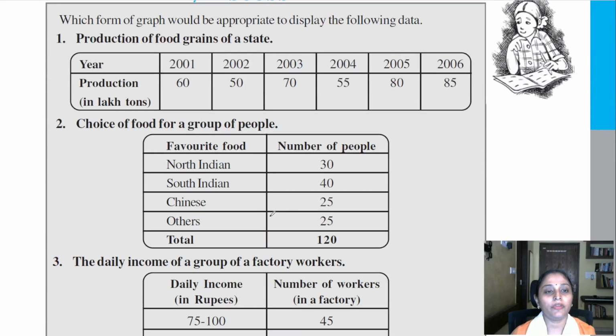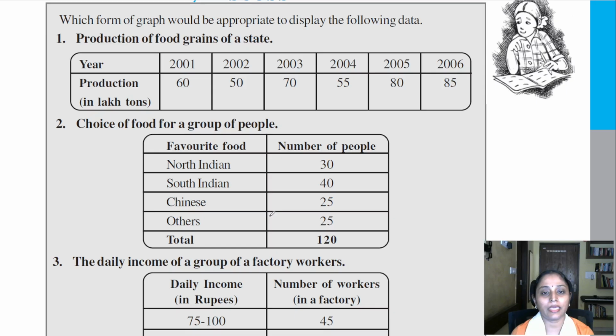They have asked which form of the graph would be appropriate to display the following data. If you look at the first one, they have given production of food grains of a state for 6 years, starting 2001 to 2006, and they have given the production in lakh tons for each year, right? So whenever you see a timeline, that is, data given year on year or month on month or day by day, or a continuous time scale, usually it is going to be a bar graph or a line graph that you will be learning later on.